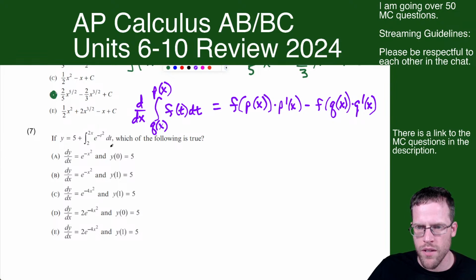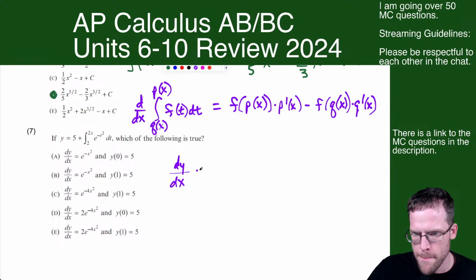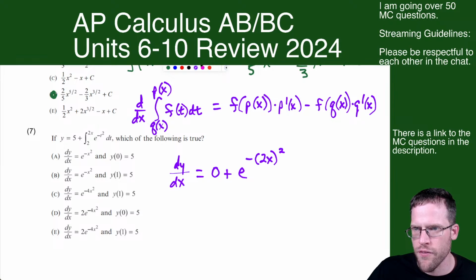So here, honestly, when I do this, dy/dx is 0 plus, this tells me to plug the upper limit in for t. So plus e to the negative and then (2x) squared. Like this is f of p of x. What I just did here is I plugged the upper limit into the integrand. That's this part. And then p prime, the derivative of my upper limit, 2x, is just 2.